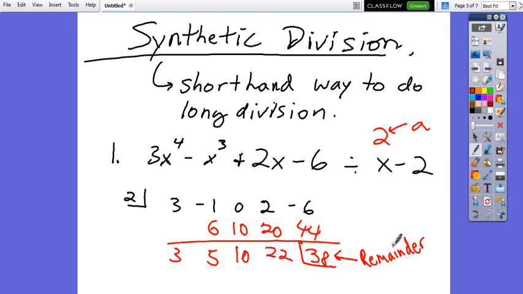That's the remainder. Now, some problems will just ask you to give the remainder. This time, I'm not just asking you to give the remainder. I'm asking you to write out the full polynomial answer. The polynomial answer is always going to be 1 degree less than the dividend. The dividend was the original polynomial that you're dividing. Okay? So, what was the degree of this one? 4. So what's the degree of the answer going to be? 3rd. So 3. These are the coefficients. So your final answer looks like this: 3x cubed plus 5x squared plus 10x plus 22 plus 38 over what? X minus 2. Very good.